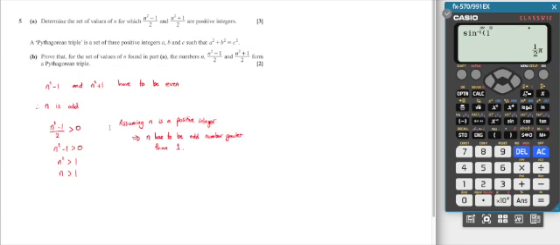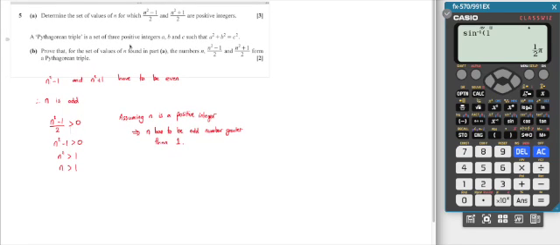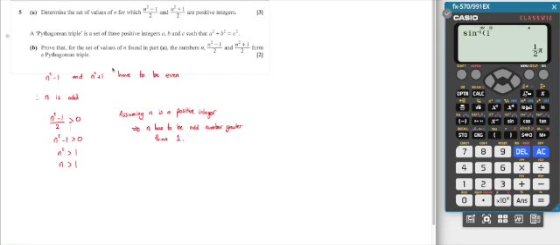So then it goes on to talk about a Pythagorean triple is a set of 3 positive integers such that... prove that for the set of values in there, the numbers n squared minus 1 over 2 and n squared plus 1 over 2 form a Pythagorean triple. So well, we know if it's a Pythagorean triple, a squared plus b squared equals c squared. So Pythagoras tells us, and we're really familiar with this, that if you square the 2 short sides and add them up, you will get the long side squared.